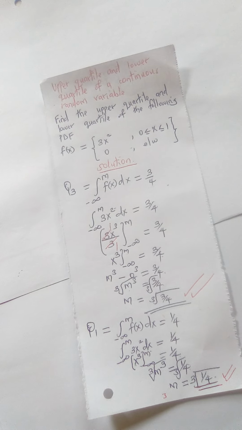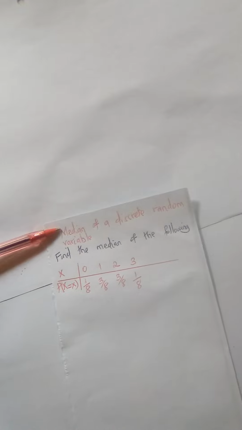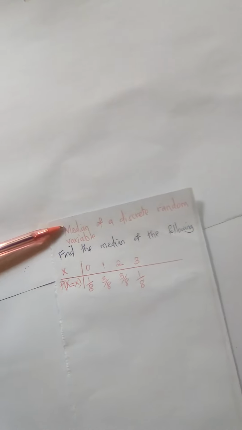Now lastly, I want us to look at something concerning a discrete random variable. Now consider that question there. You've been told about the median of a discrete random variable, and the question there is to find the median of the following.